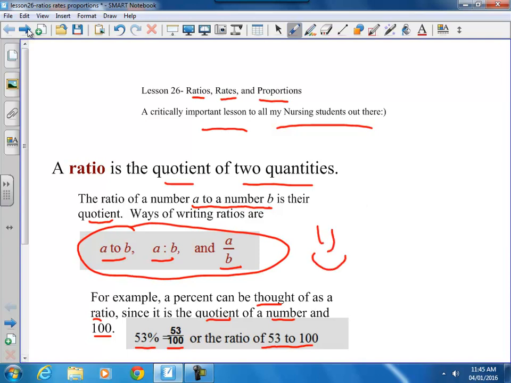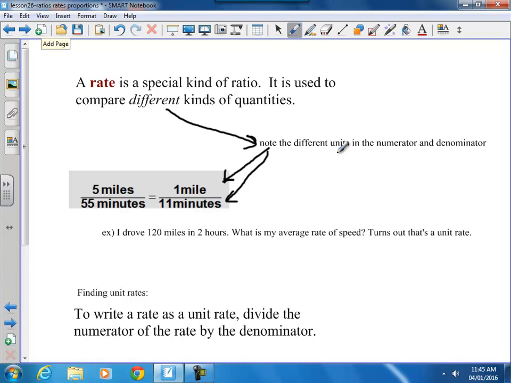All right. Let's go to the next vocab word, a rate. A rate is a special kind of ratio. It is used to compare different kinds of quantities, meaning different units. Note to self, there's going to be different units on the numerator and the denominator. So 5 miles in 55 minutes, so 5 miles to 55 minutes, is equivalent to 1 mile in 11 minutes.